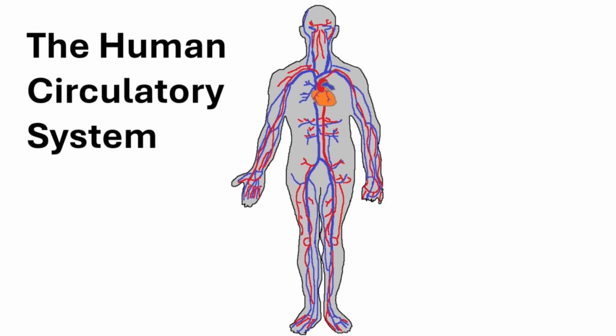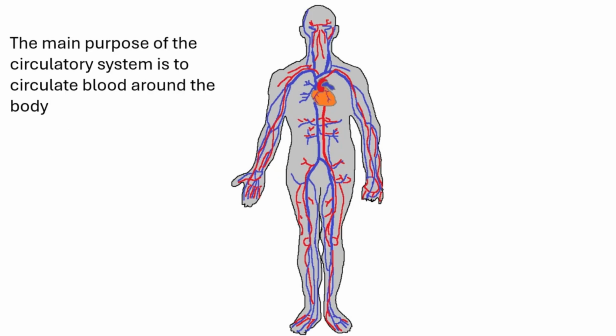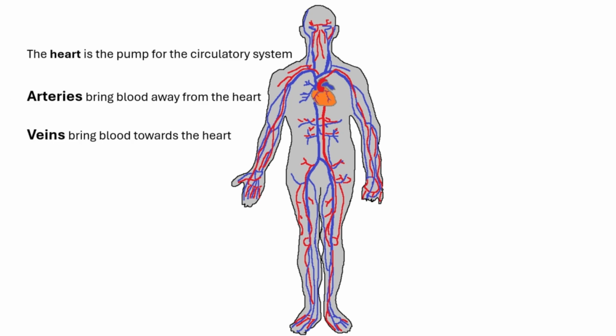Hello, everyone. Let's talk about the human circulatory system. The purpose of the circulatory system is to circulate blood around the body. In doing so, the blood can deliver nutrients, such as oxygen, and take away waste from organs, like carbon dioxide. The circulatory system is a closed loop that is made up of blood vessels that carry blood.